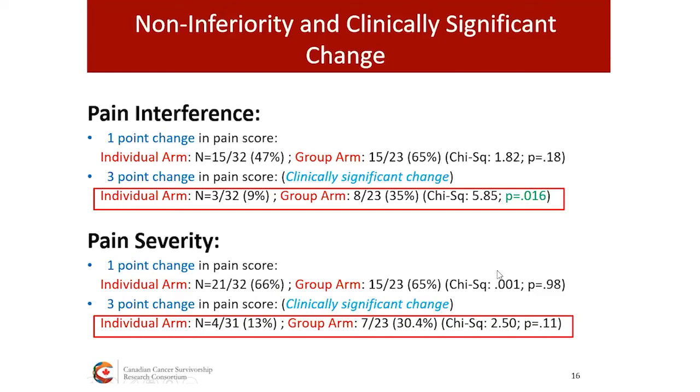And if we look at the 3 point change scores, then we see 13% of patients in the individual arm experienced a 3 point change and 31% experienced a 3 point change in the group arm. But again, this wasn't statistically significant. So in terms of pain change scores, the proportion of people who experienced a 3 point change in pain severity was similar across the two arms.